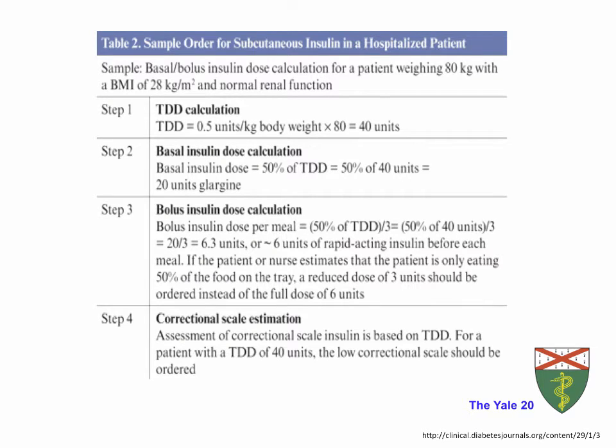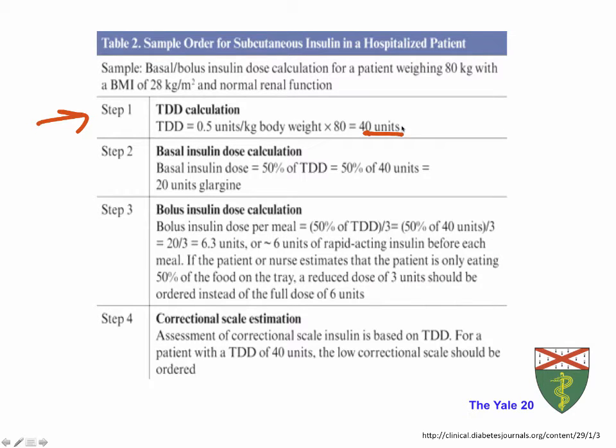All right, so let's go through a sample order for subcutaneous insulin in a hospitalized patient. And our sample patient here is somebody who weighs 80 kilograms with a BMI of 28 and has normal renal function. So let's use the 0.5 units per kilogram of body weight per day. So 0.5 units per kilogram, as you can see here in step 1, to calculate our total daily dose, 0.5 times 80 kilos is 40 units, okay?